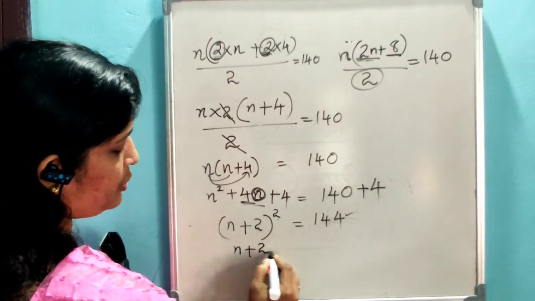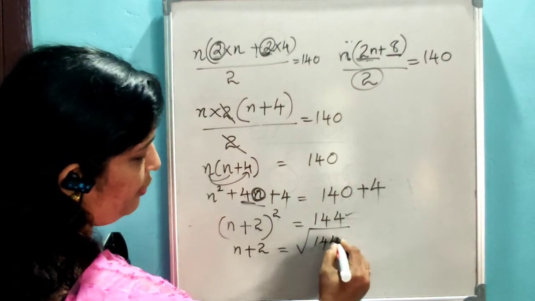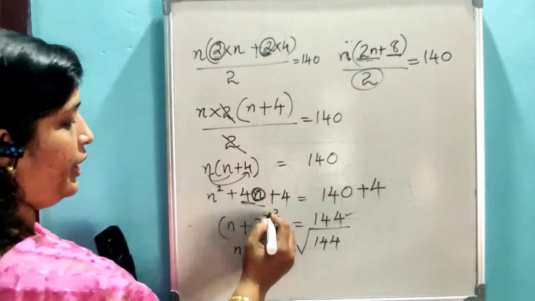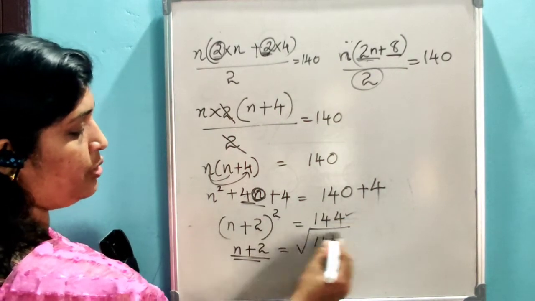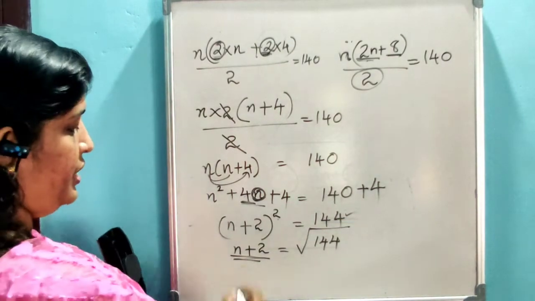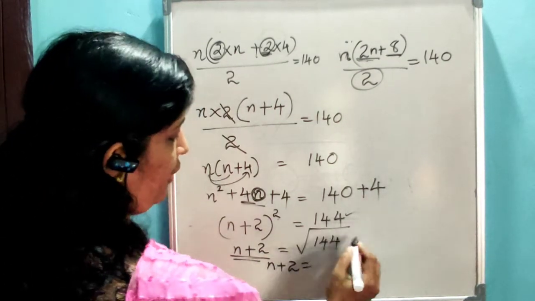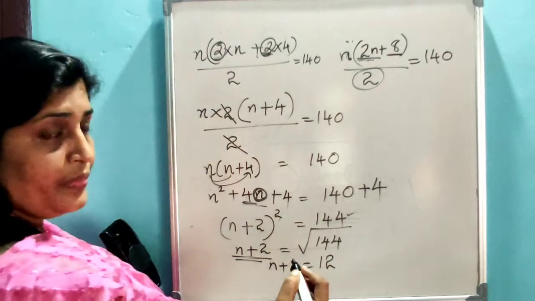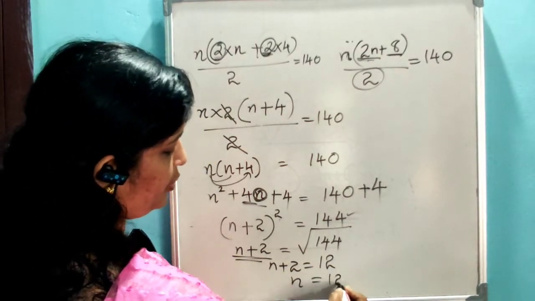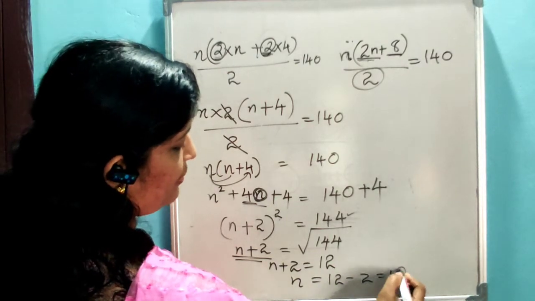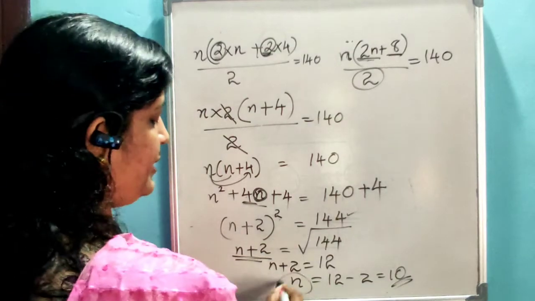Then what is n plus 2? N plus 2 is equal to the root of 144. The square of this is equal to 144, so this is equal to root of 144, that is 12. So n plus 2 is equal to 12. Then n is equal to 12 minus 2, that is equal to 10. That is, n is equal to 10.